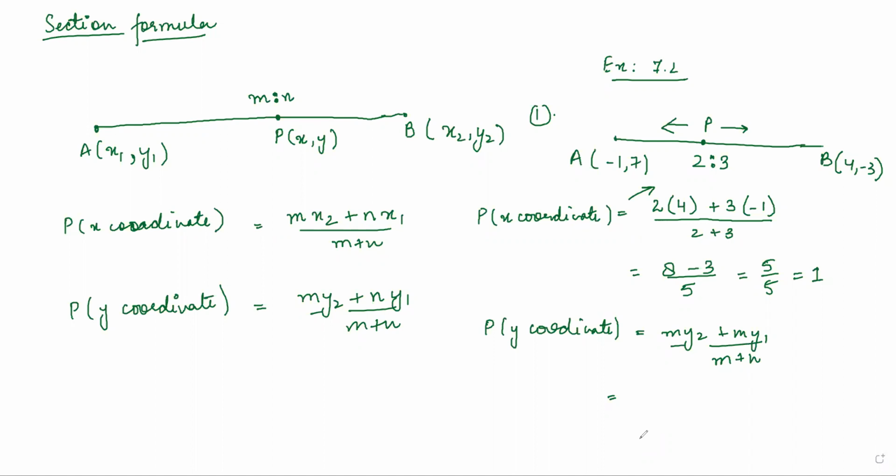Yes, Azan. How much did you get? Ma'am, just a second. Ma'am, I got 8 by 5. 8 by 5. Yes. Okay, let's check it. So M is 2, right? Y2 is how much? -3. Then plus N is 3 and Y1 is? Oh, sorry, ma'am. So the formula is M into Y2 plus N into Y1. Oh, sorry, yes, this is correct. This I made a mistake, I'm sorry.